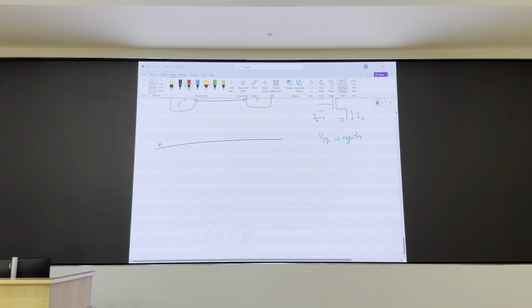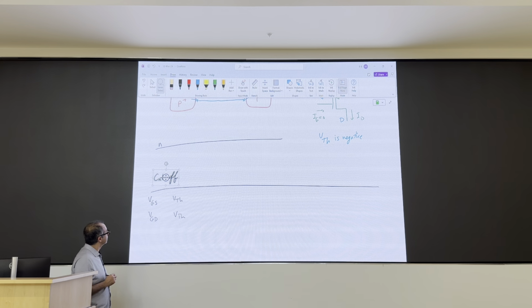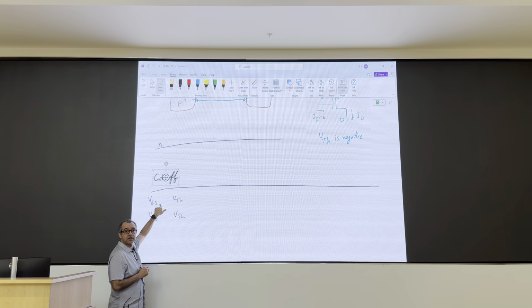So for the operating regions of a PMOS, you have, again, 3 regions. Cutoff, where I don't have a channel at either end. So what is VGS and what is VGD relative to VTH? So I know I'm comparing this to VTH. Larger or smaller than VTH? Smaller. VGS larger than VTH?